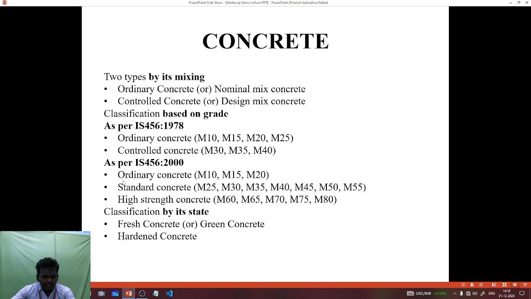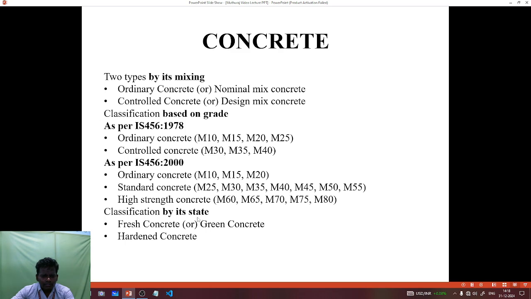And as per IS 456 of 2000, previously we have seen about 1978, and in 2000 some corrections were made. Ordinary concretes are classified as M10, M15, and M20, standard concretes are classified as M25, M30, M35, M40, M45, M50, and M55, and high strength concretes as M60, M65, M70, M75, and M80.